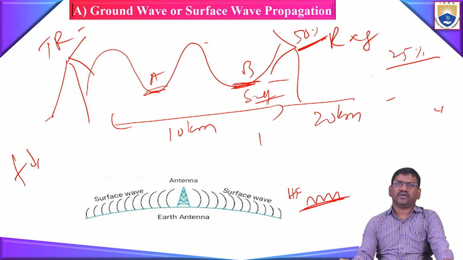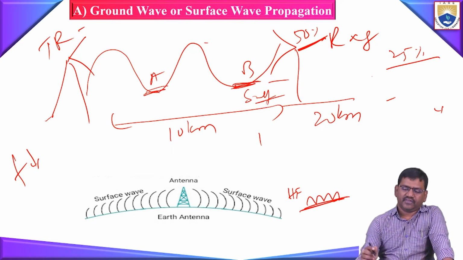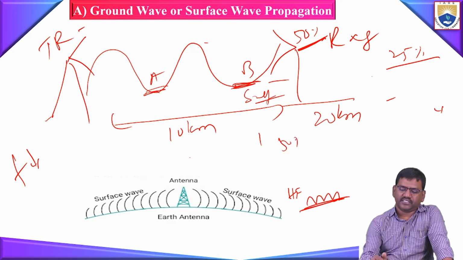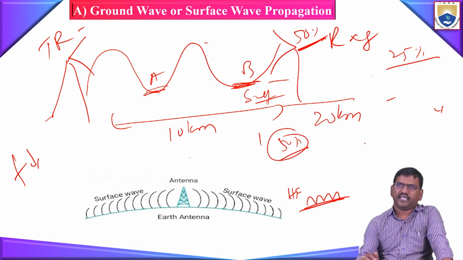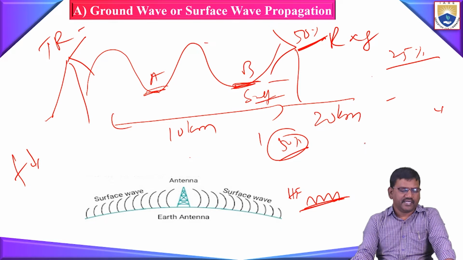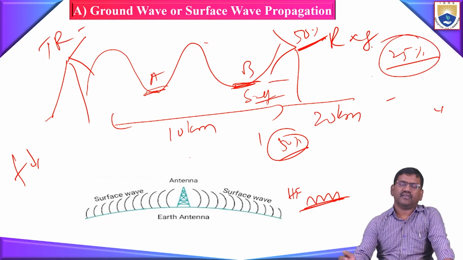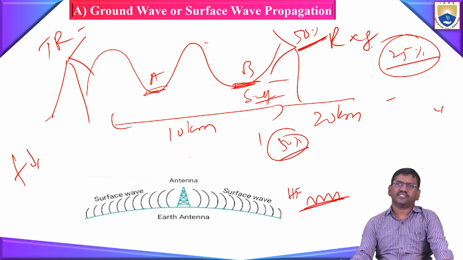The ground is going to attenuate the transmitted signal. Attenuation takes place on the surface of the earth. Hence, the remaining portion of the energy is transferred to the receiving antenna. That means, for a distance of 10 kilometers, only 50% of the energy is received. And again, if we increase the distance between the transmitting antenna and the receiving antenna, only 25% of the energy is going to reach the receiving antenna.